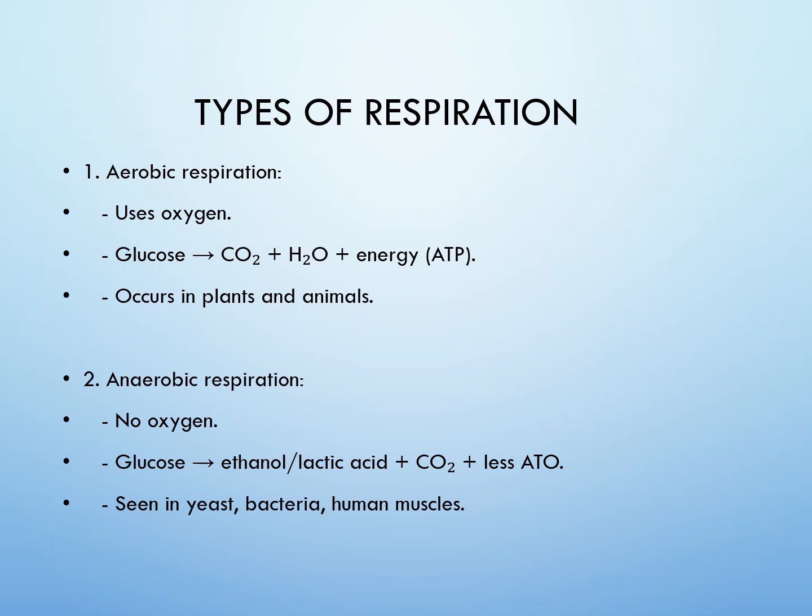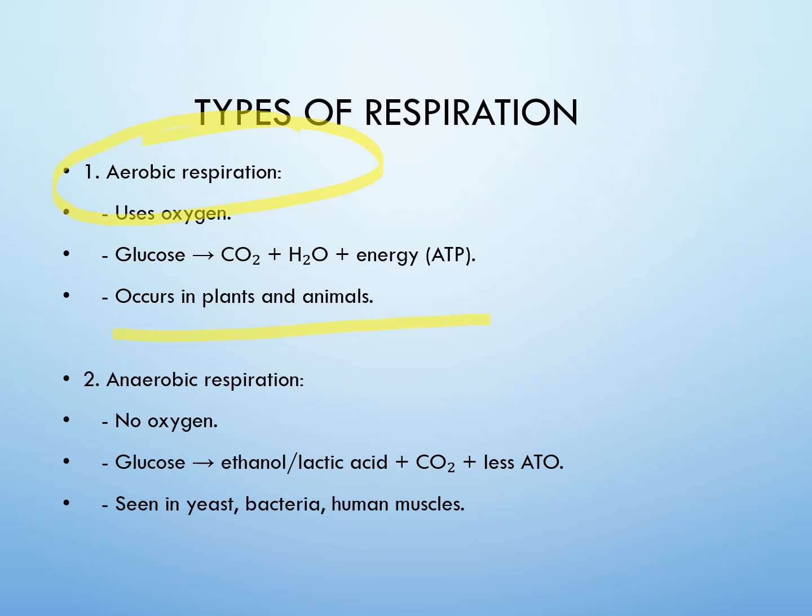Next we have the types of respiration. There are two types of respiration, based on the presence and absence of oxygen. When respiration happens in the presence of oxygen, it is called aerobic respiration. As you can see here, this is aerobic respiration. When you require oxygen, glucose is converted into carbon dioxide and water, and ATP is produced. This occurs in both plants as well as animals.